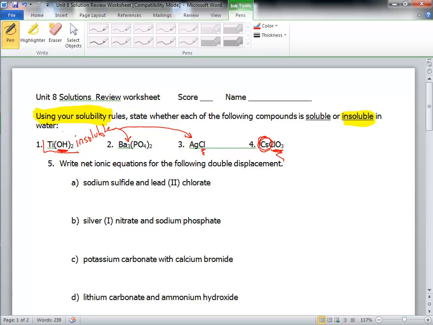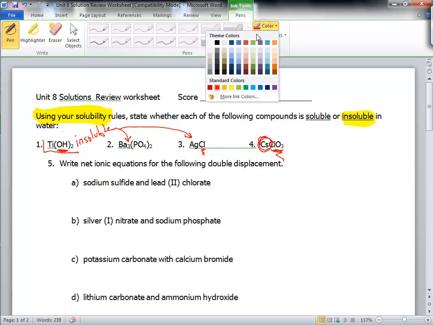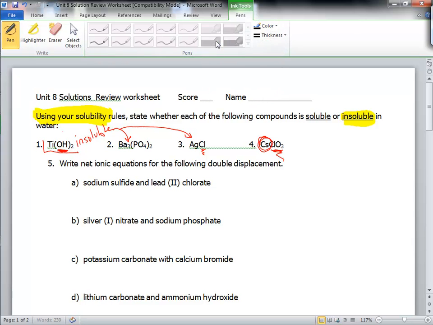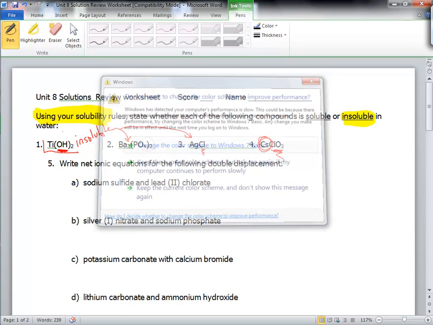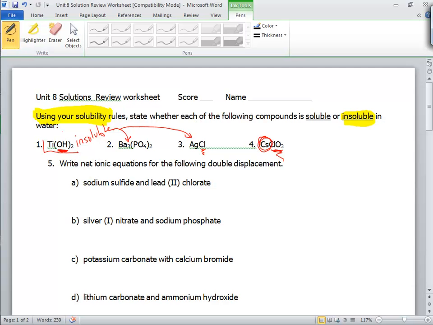So let's look here at this next problem about net ionic equations. And we have 4 examples here to look at. We have sodium sulfide. We have lead chlorate, lead 2 chlorate. So we have to have 2 chlorates because the lead has a charge of +2. What's the net ionic equation?